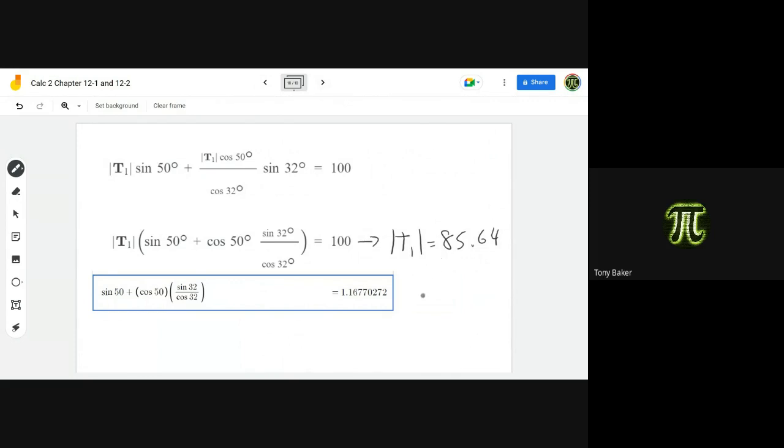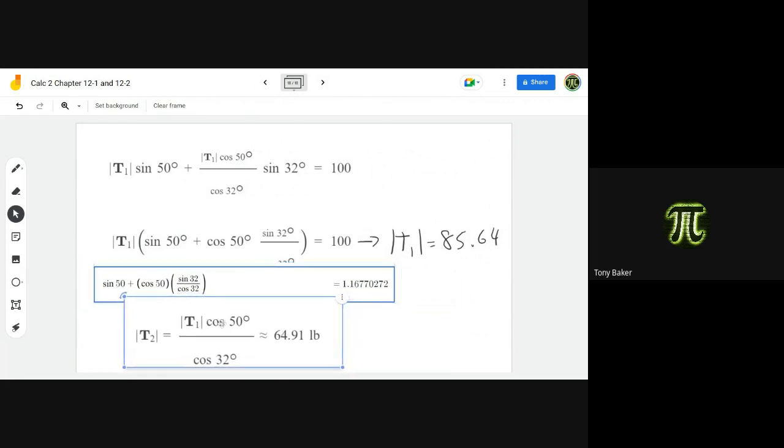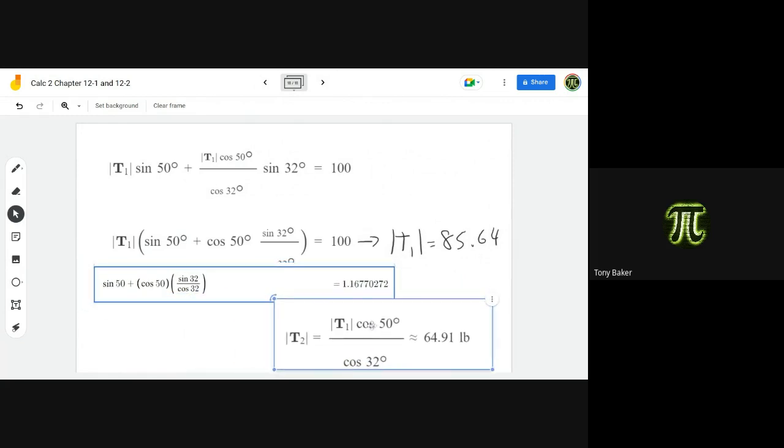So now that we got T1, I know that what we wrote originally was that T2 was the T1 cosine 50 over cosine 32. So we can plug the 85.64 into there and we get T2.